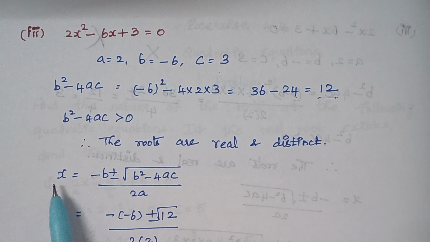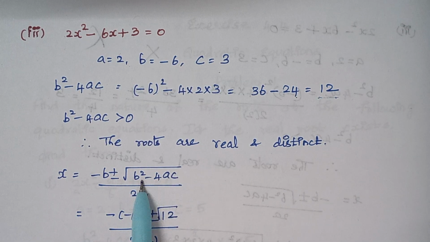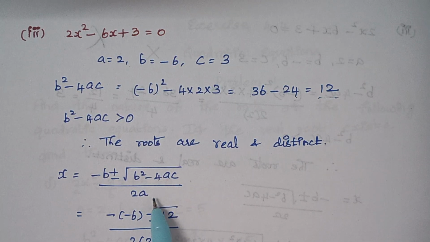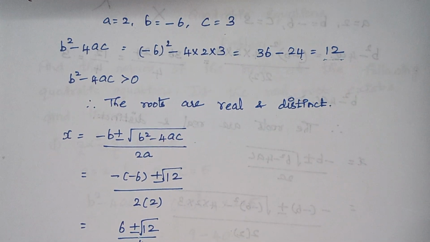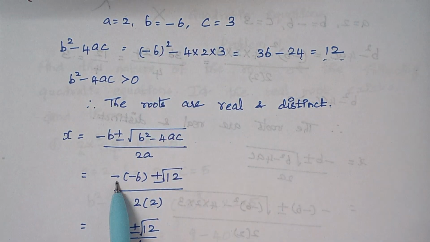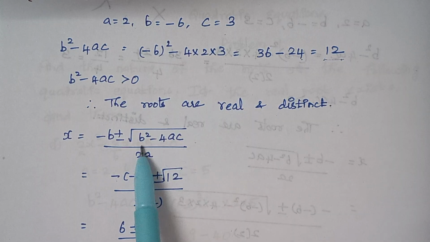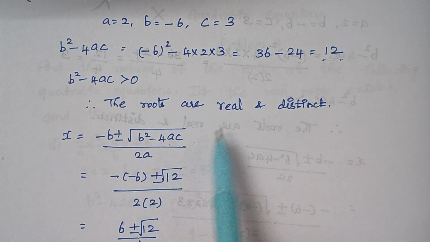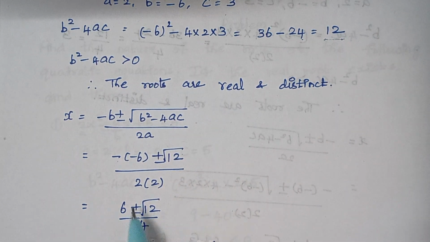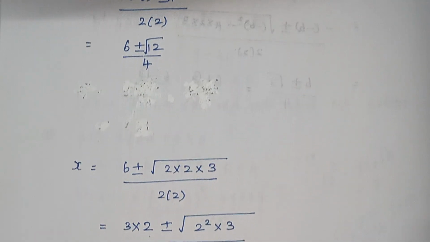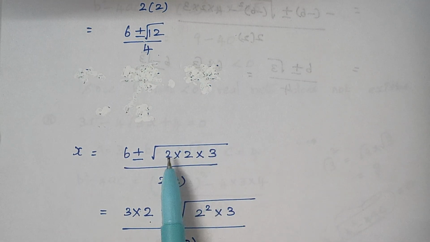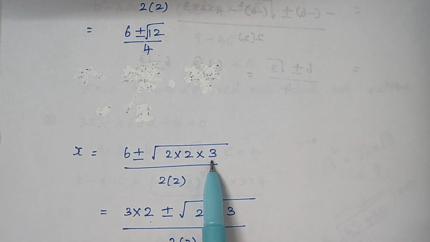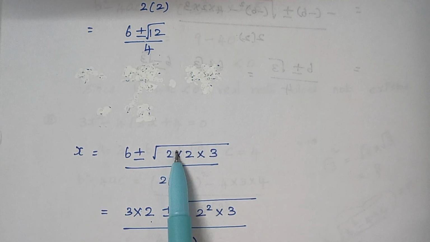So the formula is again x is equal to minus b plus or minus root of b square minus 4ac by 2a. So here just substitute the values. The value of b is minus 6. So minus of minus 6 plus or minus root of b square minus 4ac, which is given as 12, divided by 2a, 2 into 2. So here we have 6 plus or minus square root of 12 by 4, and we can split this 12 and write it as 2 into 2 into 3. That is 4 3s are 12. So here 2 into 2 into 3, and square root of this 4 is nothing but 2.